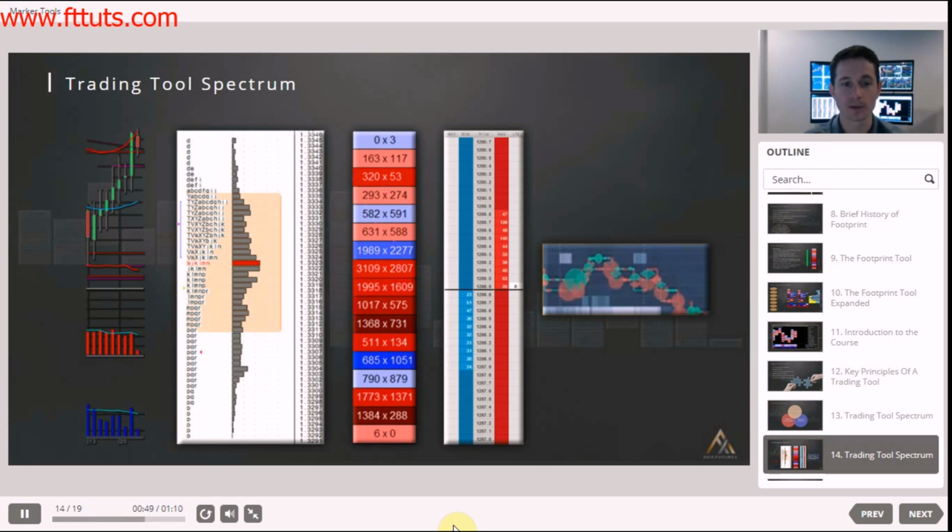Next to that, we've got the market profile. We then have the footprint chart, the price ladder, and then obviously the Bookmap. Now from left to right, the amount of lagging versus leading information varies, and this is what we're going to discuss in the next slide.